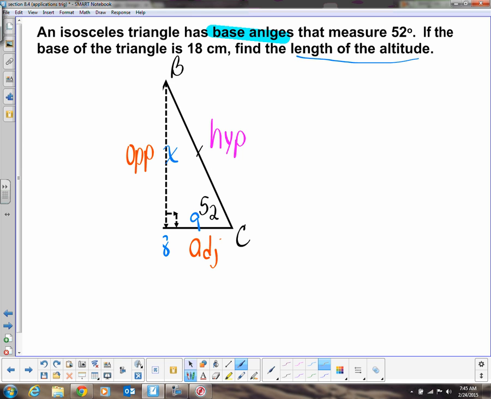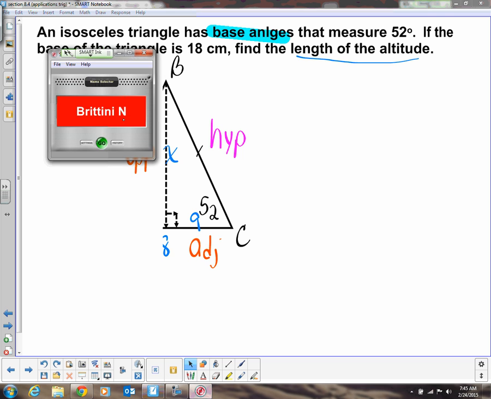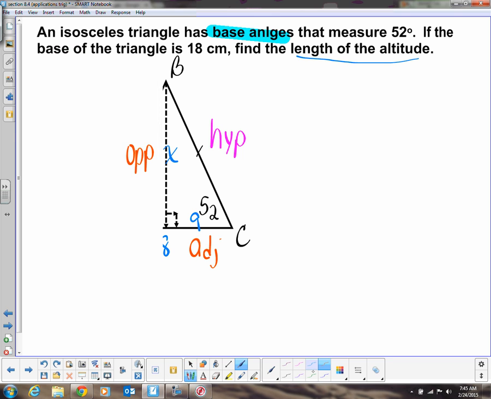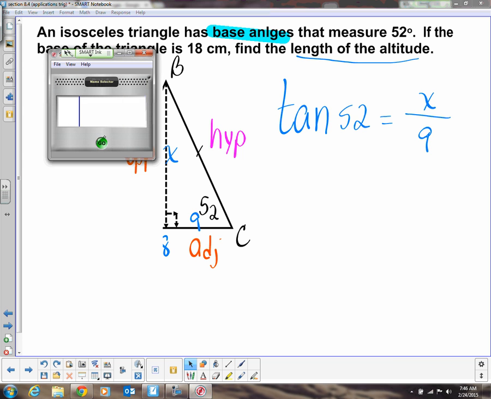Hypotenuse is special. So now the question comes, what trig function involves opposite and adjacent? Brittany? What trig function now? Tan. And how do you set up, it's going to be tan 52, how do you set up this other side? X over 9 or 9 over x? Give her a minute, let her look it up. She was absent yesterday. Excellent. X over 9.